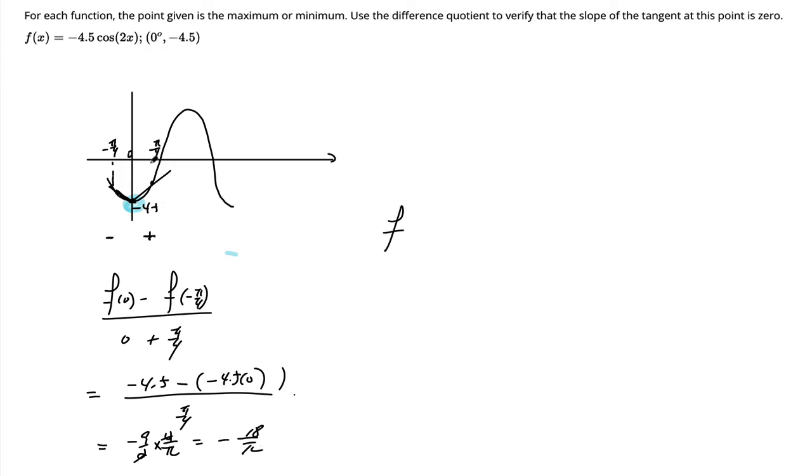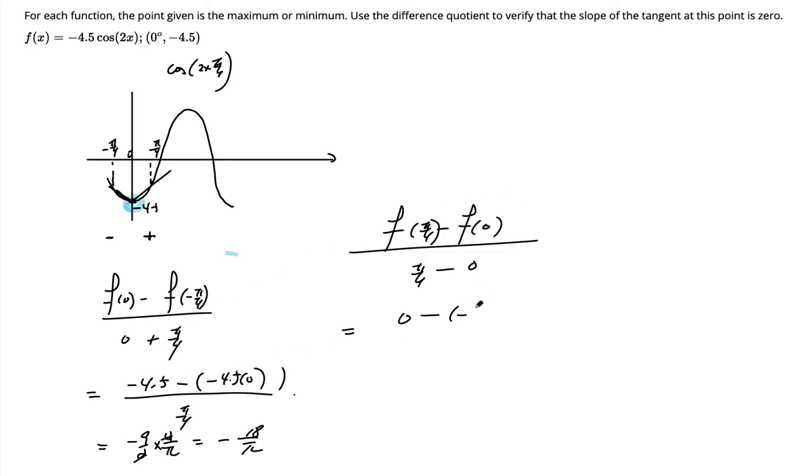Similarly, if you pick this x value here, so it's pi over 4 minus 0. Okay, so at pi over 4, cosine of 2 times pi over 4 is pi over 2, so it's going to be 0 again. And f of 0 is minus 4.5. We already did that. So this is positive 9 over 2 on the top, divided by, so times 4 over pi. So we get the exact same symmetric value, but it's positive 18 over pi.